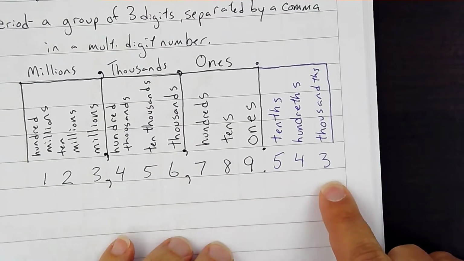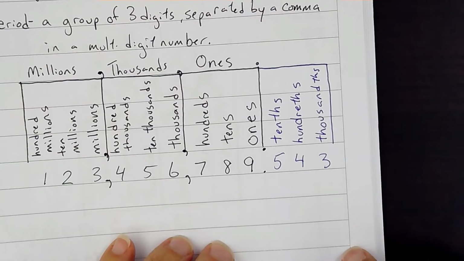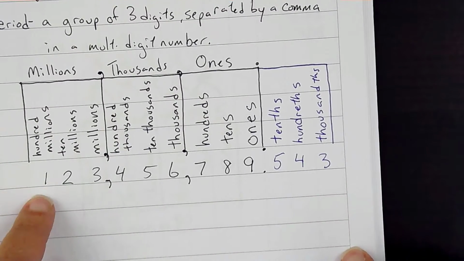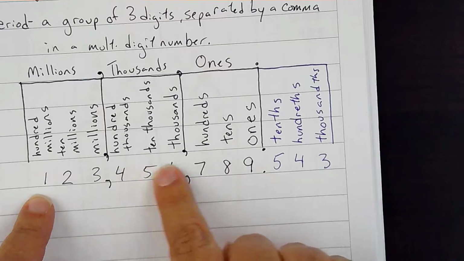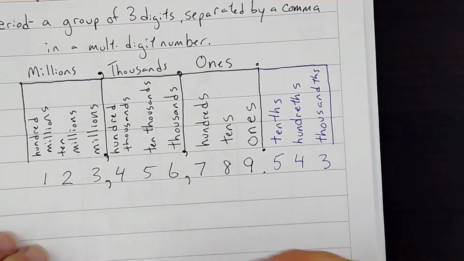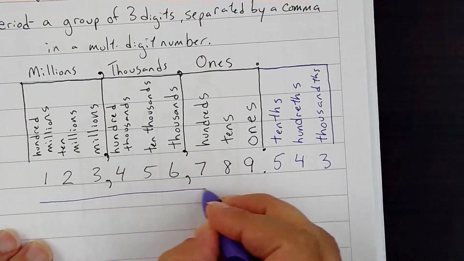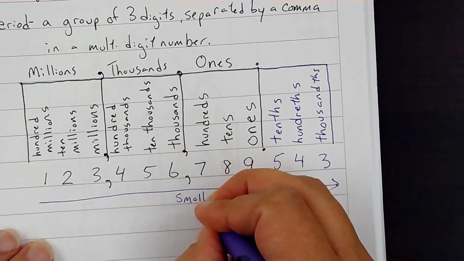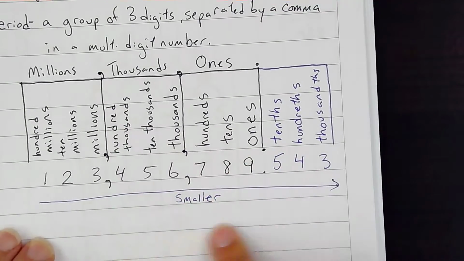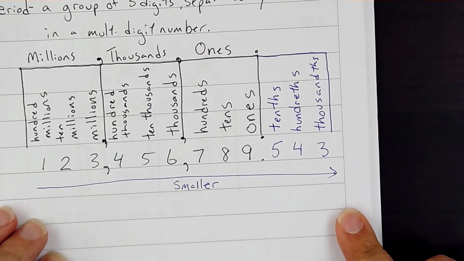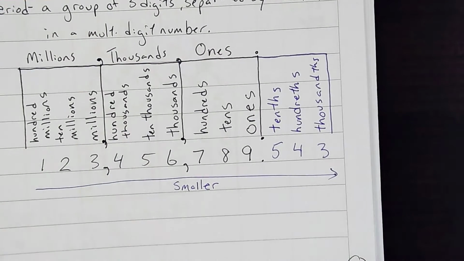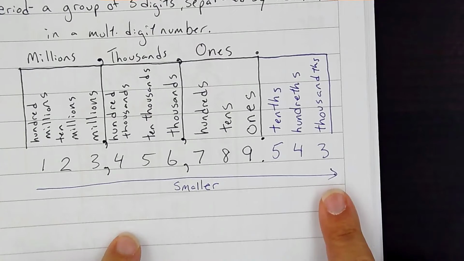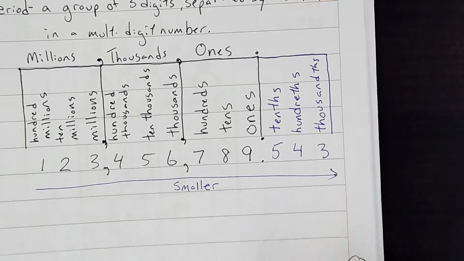As we go in this direction, it's still getting smaller. So these are the biggest numbers still. These still, you keep going in this direction. We're always going smaller in this direction here. That's place value down into our decimal points.